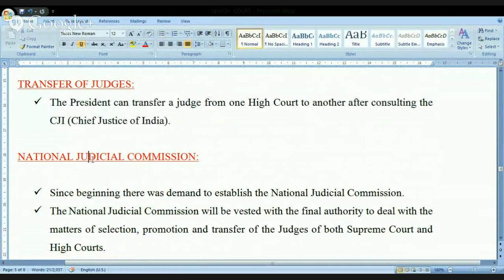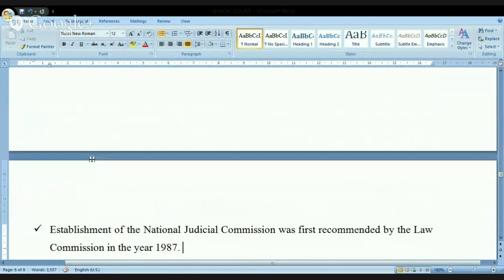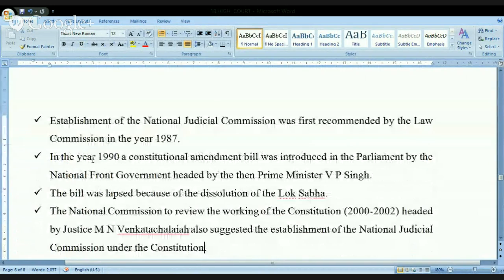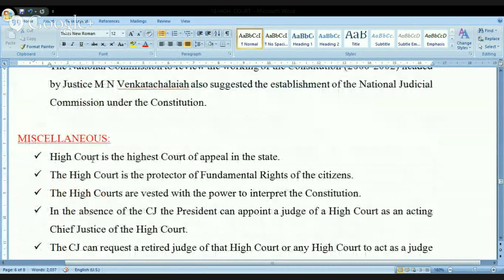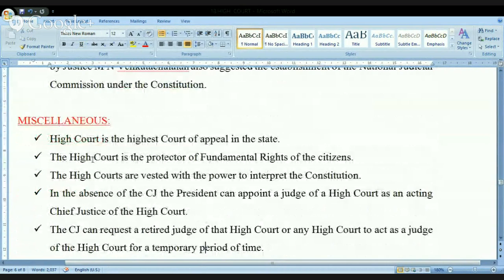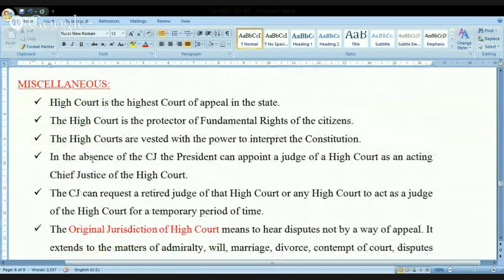Next is the National Judicial Commission. Since the beginning, there was a demand. Of course, this is the old matter. It has been already accepted and the constitution amendment was made. This is an old story. And today we have a National Judicial Appointments Commission. But if you want, you can have a look at the miscellaneous points.